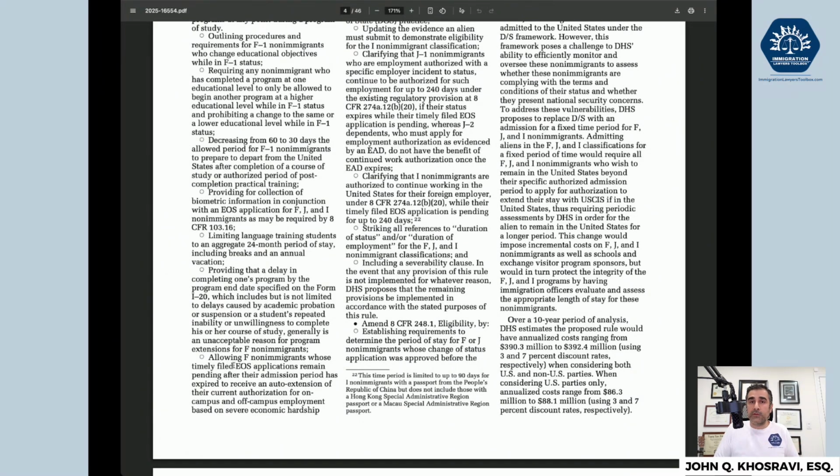They're saying it specifically. So if they're saying it in this kind of context, this is one of those things that can be used in others and say, why are you NTAing me? You're explicitly now saying this is a status and you shouldn't be doing that. It says allowing F nonimmigrants to timely file EOS applications, it specifies Fs, to remain pending after their admission period has expired to receive automatic extension of the current authorization for on-campus employment. This is about work authorization, but it goes into more detail. I'll get to it in the next sections. But that's an interesting thing that came up there.